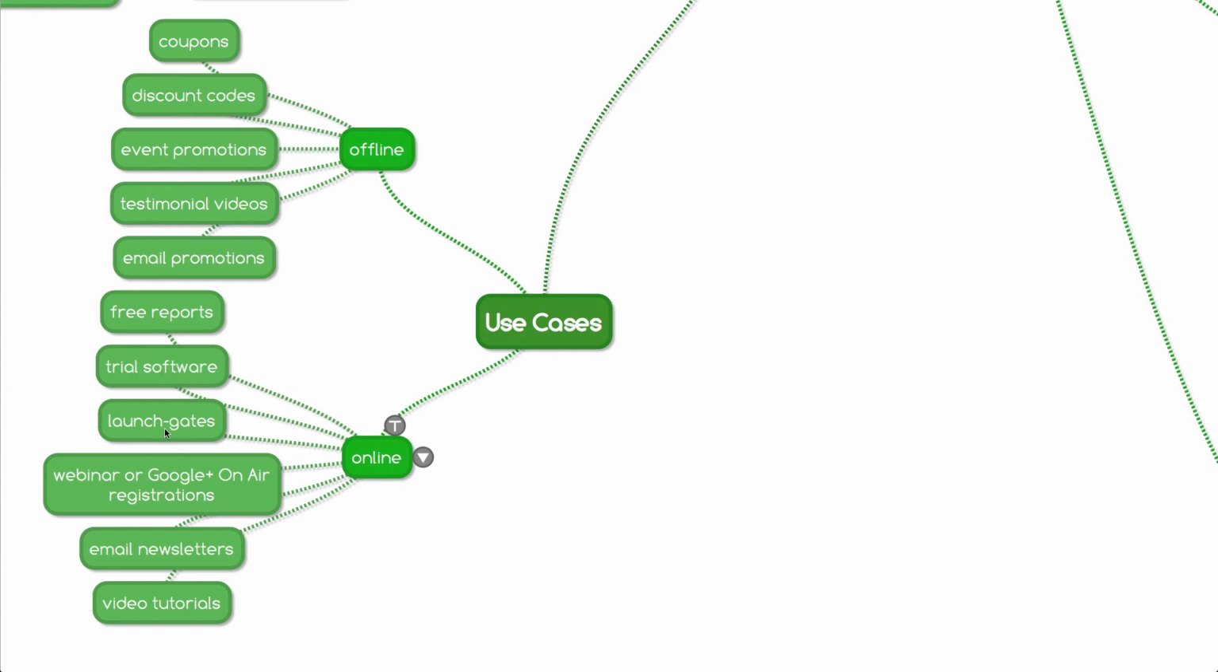Launch gates. Now this is important because that's what I do it for. I use it for a launch gate. You have your video talking about your launch, and they just connect with Facebook to access it. So now when they access it, they go to a URL, and that would be the first page in your launch sequence. Okay, and you might want to tell people at that point to check their email and opt in, double opt in. You can use it for webinar or Google Plus on air registrations.